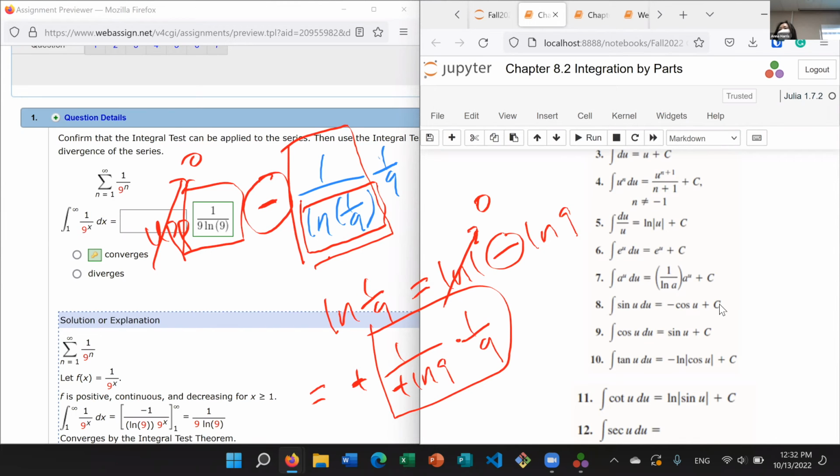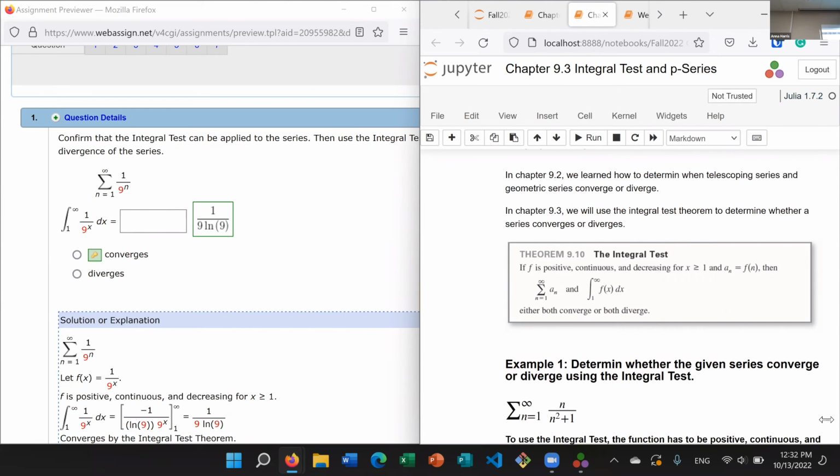So the function is 0. If the function is not decreasing, you cannot do the integral test. Then you can do the integral test. So in other words, you cannot just do the integral test on anything.